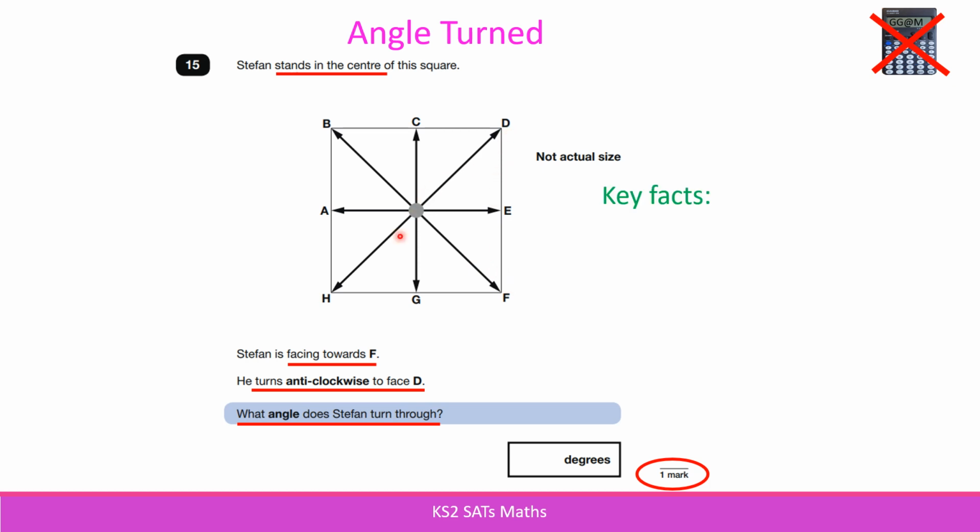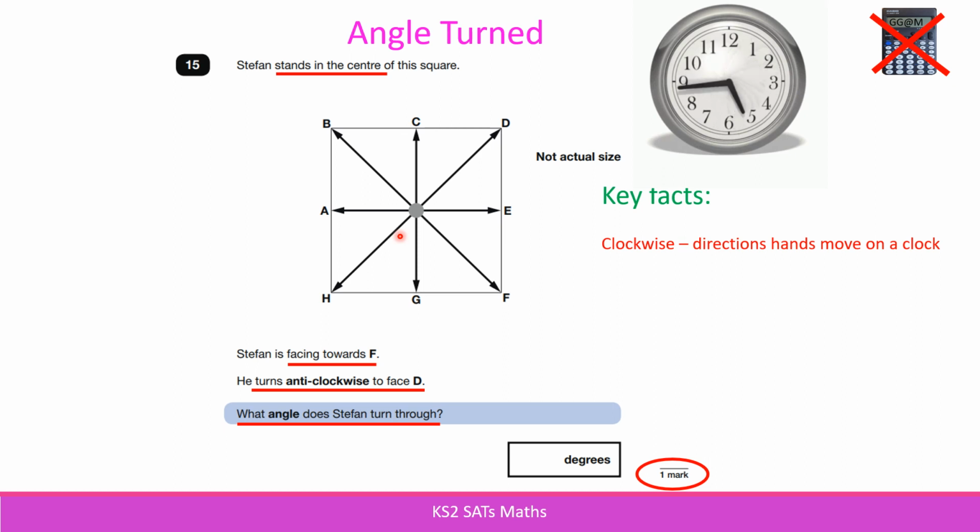So our key facts. We need to know what the word clockwise means, because we've been told that it turns anti-clockwise. So we need to know which direction clockwise is. Clockwise is the direction the hands move on a clock. So you can see up here my clock is going round. If the direction is moving round this way to the right, then this is clockwise. So if I start at F and I move round to the right in this direction here, I'm going round clockwise. But we're actually turning anti-clockwise.